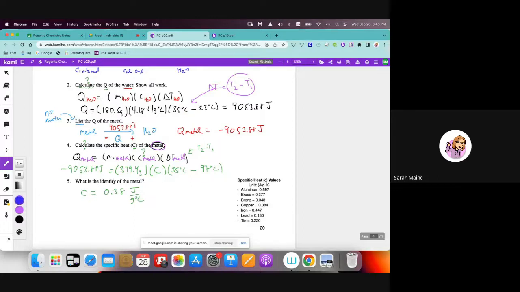In order to come up with the identity of the metal, you take your answer and compare it to a known list. The one in the list that this best matches would be copper. So we are going to say the unknown metal used in this lab was copper.